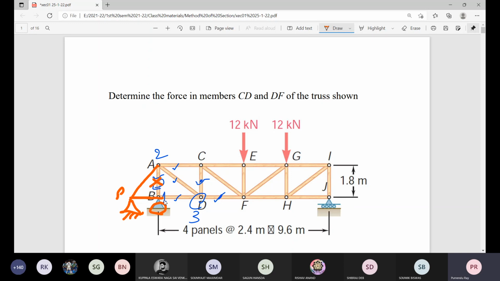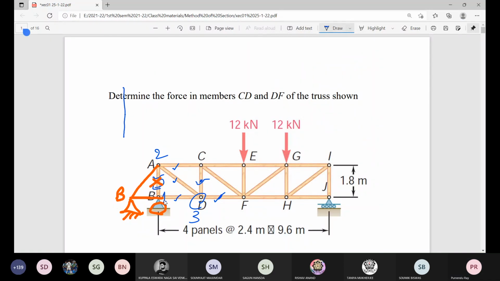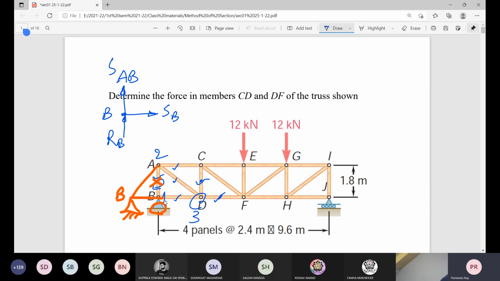Sir, how is BD 0? BD 0 means you draw the free body diagram of the joint B. So at B, here is the reaction RB. Here is the assumed tensile force in the member AB. And what about the name of this member? It is BD, so it is SBD. Now in sigma Fx equal to 0, how many forces are there in the x direction?